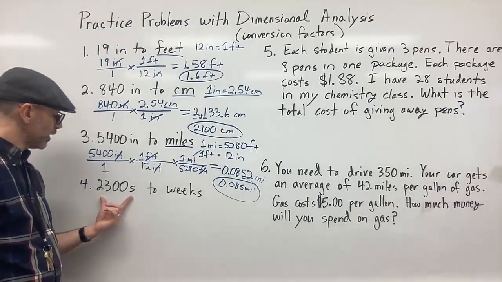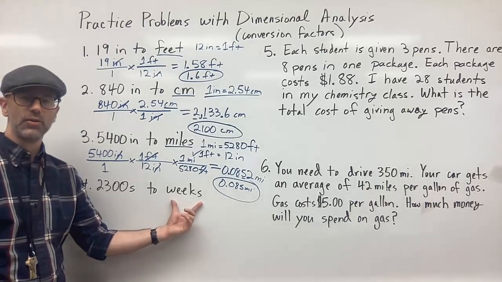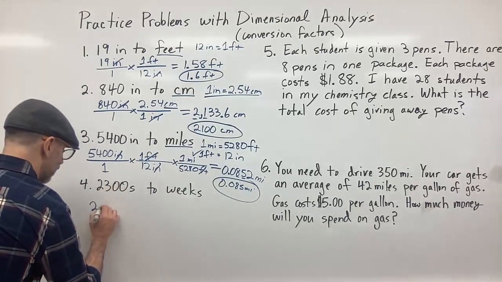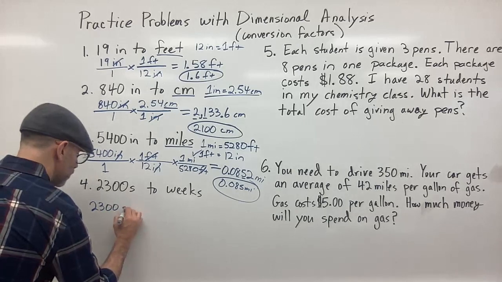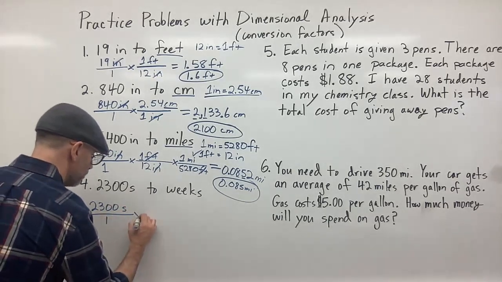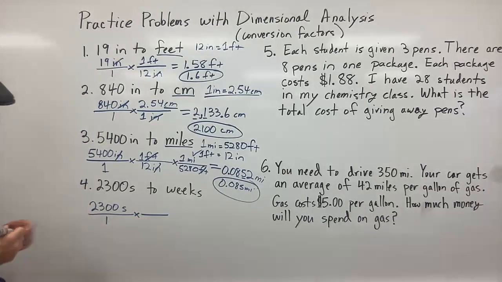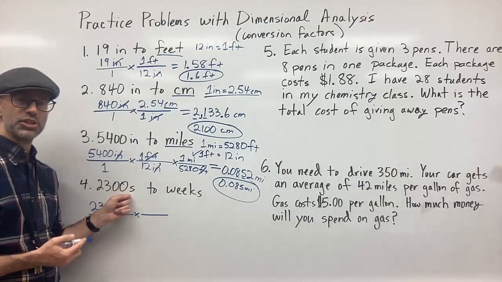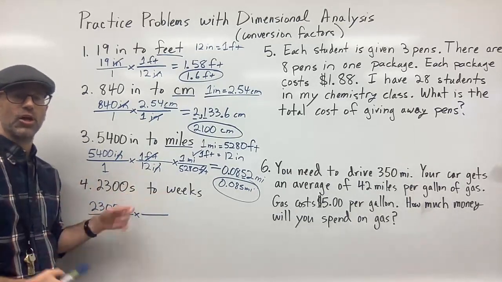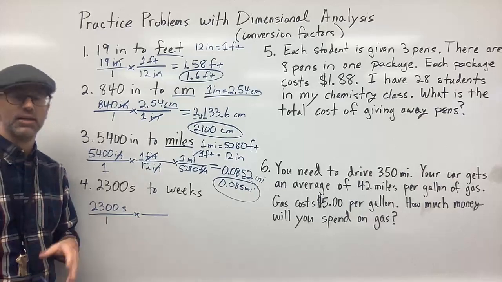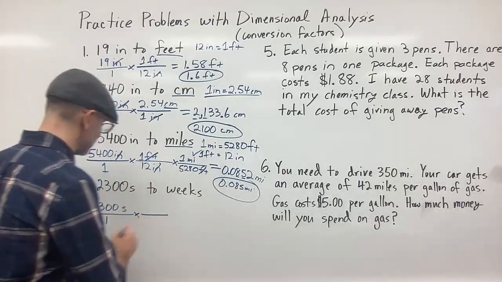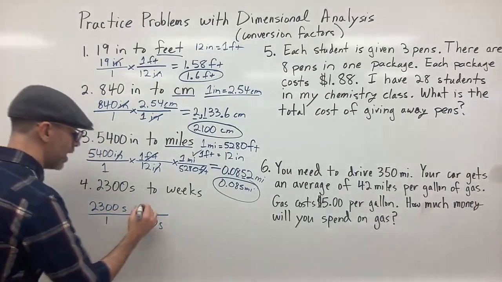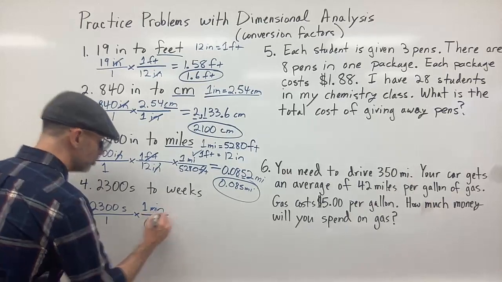So we have 2,300 seconds, and we want to convert that to weeks. So let's get into this. We start with what we're given. So we're given 2,300 seconds. We're going to put that over 1. And then we just multiply by conversion factors until we get to weeks. So we have to have a relationship from seconds to something else. We know that there are 60 seconds in a minute. So 60 seconds goes on the bottom, since seconds is going to go on the bottom, and 1 minute goes on top.